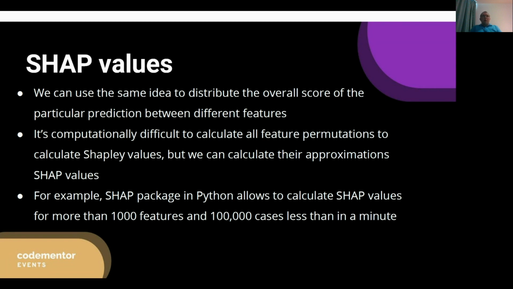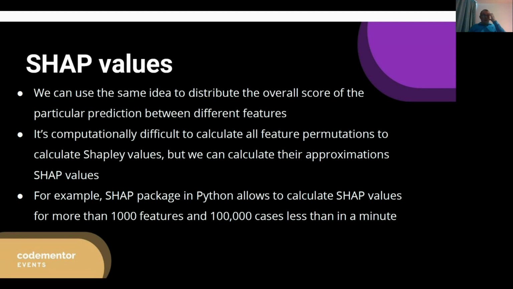However, it's very difficult to calculate all these Shapley values directly, because we need to do a lot of calculation, and we need to calculate all different permutations, and it's a very, very long process. For real life examples, when we have not 10 features but 100 or 1,000 features, it's computationally very difficult, at least in many cases.